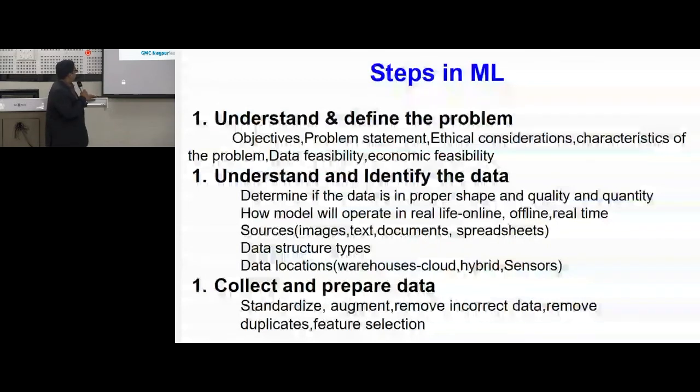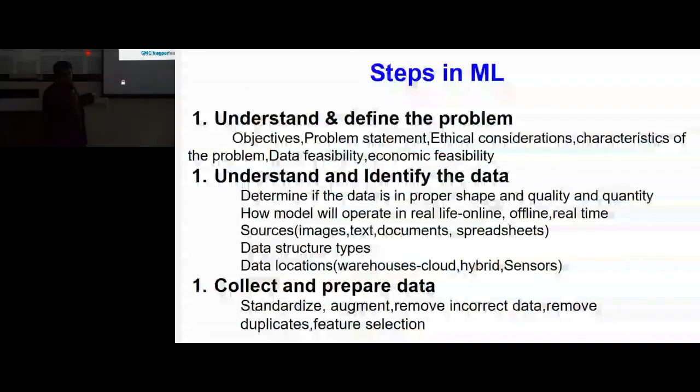Then collect and prepare the data. After getting the data, you need to see if the data is standardized. Statistically, you need to remove the outliers and everything. If you need to augment the data, you can augment it and change certain things. Check if there is some incorrect data and remove it. Lots of duplicates can be there, so delete the duplicates. Then feature selection. Again, this will be taken care of by the software of the computer.